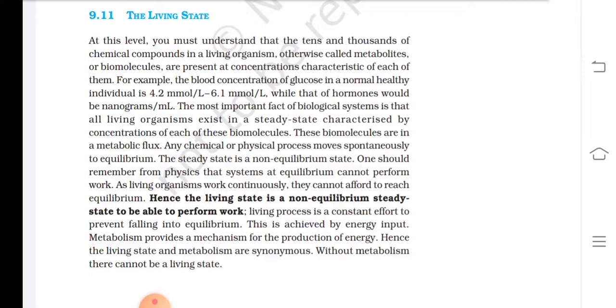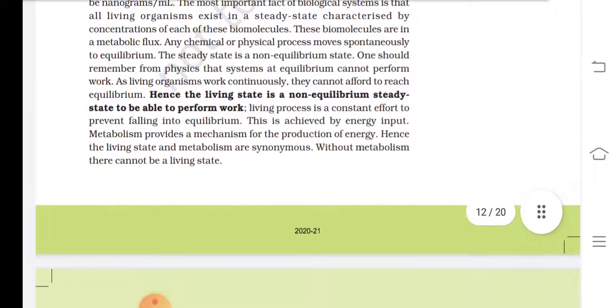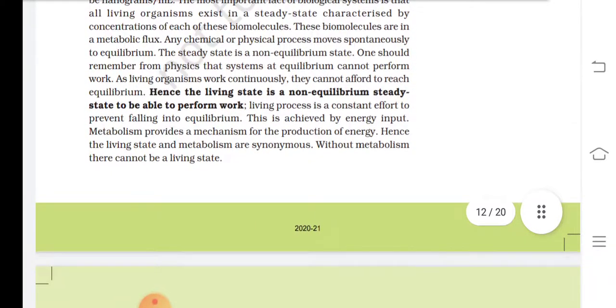These biomolecules are in a metabolic flux. Any chemical or physical process moves spontaneously to equilibrium. The steady state is a non-equilibrium state. One should remember from physics that a system at equilibrium cannot perform work. As living organisms work continuously, they cannot afford to reach equilibrium. Hence, the living state is a non-equilibrium steady state to be able to perform work.